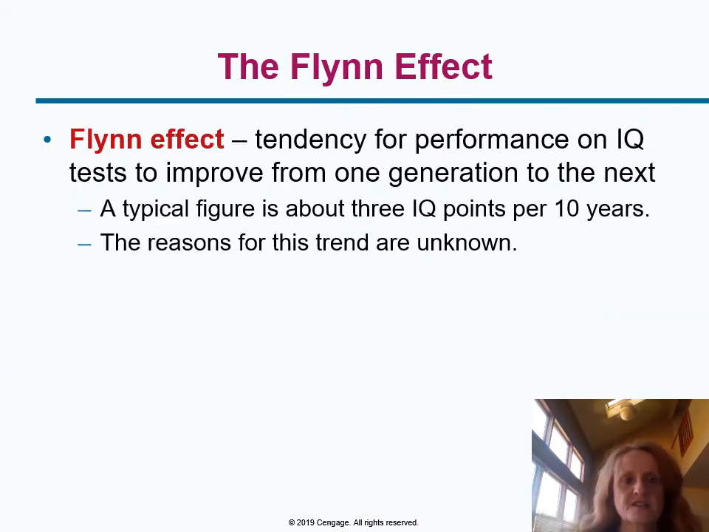And now we're going to discuss the Flynn effect. The Flynn effect is the tendency for performance on IQ tests to improve from one generation to the next. A typical figure is about 3 IQ points per 10 years. So to keep the mean score at 100, authors of IQ tests have had to revise the test periodically, always making it more difficult. That is, raw performance has been increasing steadily. The results vary across countries, tests, and periods of time, but a typical figure is about 3 IQ points per 10 years.